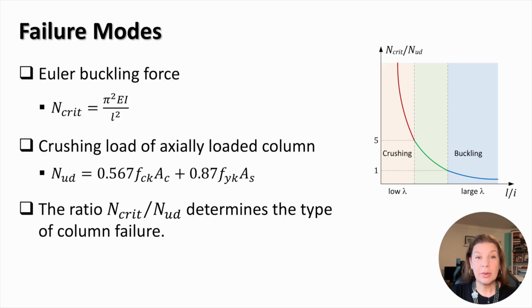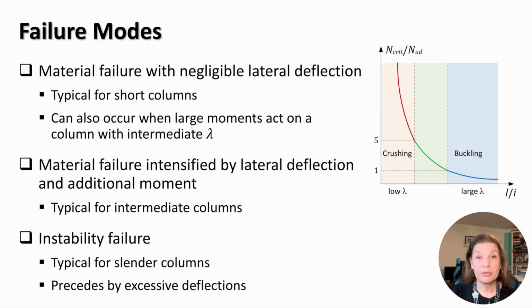The ratio between the buckling force and crushing load determines the type of column failure. The diagram in this slide shows the relation between the buckling force to crushing load ratio and the slenderness ratio, where different regions represent different failure modes. If the buckling force to crushing load ratio is very high, column material failure occurs with negligible lateral deflection. This failure mode is typical for short columns, but can also occur in the columns with the intermediate slenderness ratio.